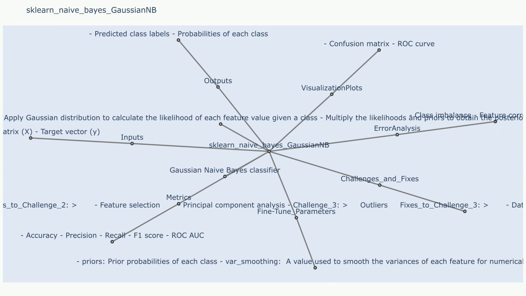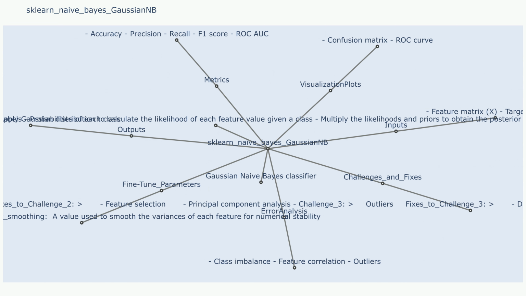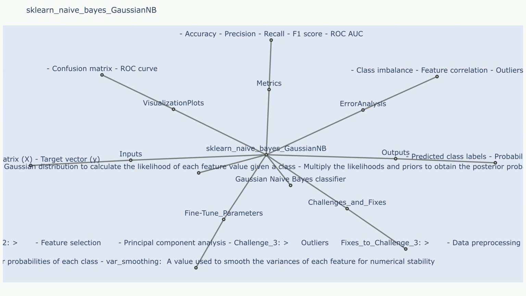Metrics. Accuracy. The proportion of correctly predicted samples. Precision. The proportion of correctly predicted positive samples out of all samples predicted as positive. Recall. The proportion of correctly predicted positive samples out of all actual positive samples.